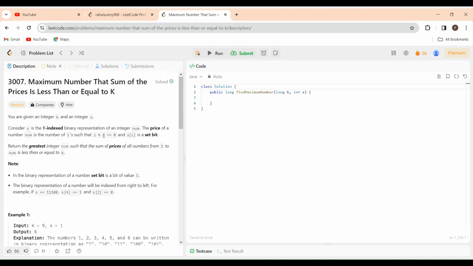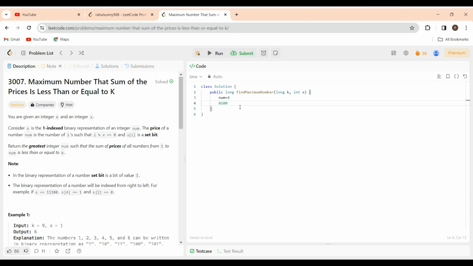You are given an integer k and an integer x. Consider s as the one-indexed binary representation of an integer num. So if num is 4, then the binary representation of the number is 100, or 0100, taking 4 bits here. So 0100 is the binary representation of num 4.